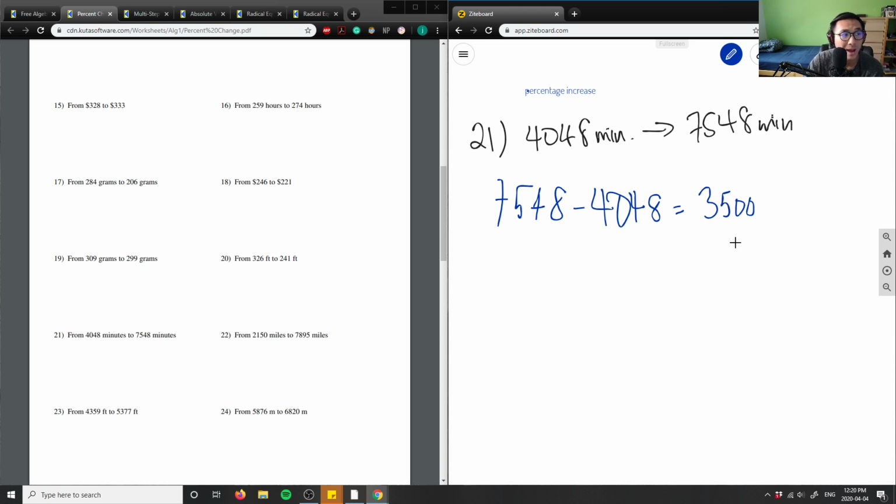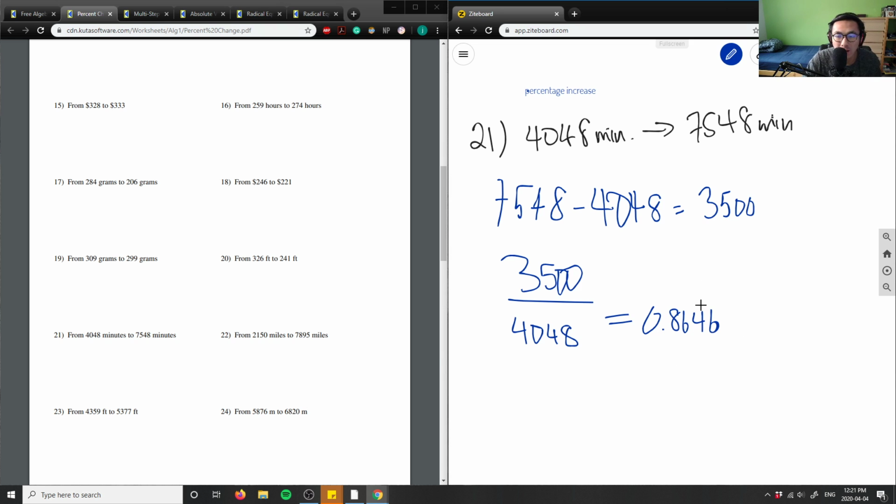So now after that, I'm taking my difference and I'm going to divide it by the initial rate. So I have 3,500 divided by the initial, which is 4,448. I'm going to get 0.8646, taking 4 decimal places.